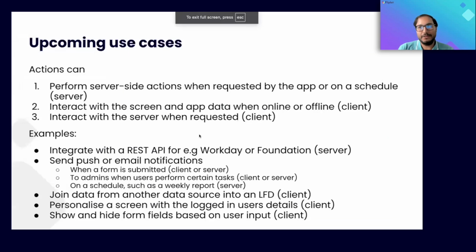I've shown you a couple of examples, but what can you really use this for? So basically, actions can run server side and they can also run on the client side. So server-side actions are used when you want to run something on the server side, especially on a schedule, which will run in the background, so you don't have to be there in the app. You could also do it when you're interacting with a screen or app data. This can be done offline or online, depending on the scenario. And you can even interact with the server from the client side as well.